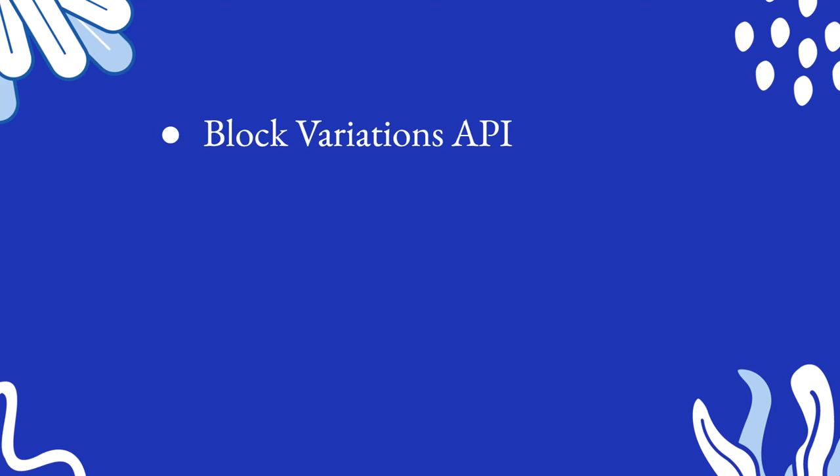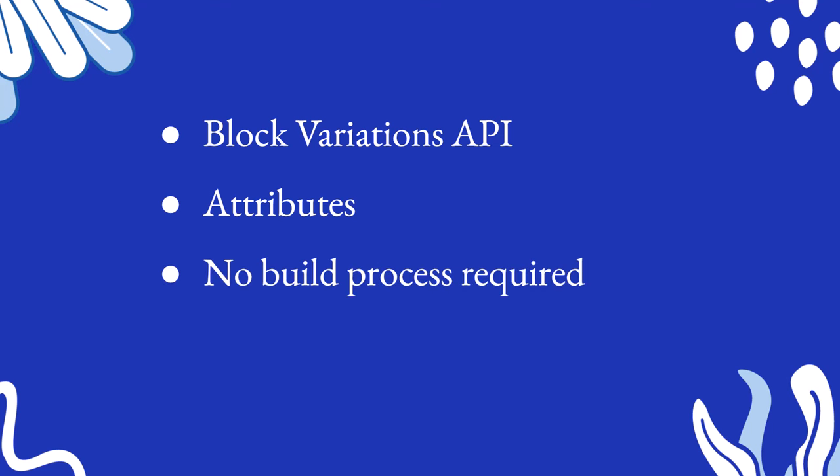A block variation is an alternative block you can add to your theme using the Block Variations API. You would use the attributes already assigned to the block you are creating a variation from. You wouldn't require a build process, as you can choose to enqueue your custom JavaScript file from functions.php, along with passing through a few dependencies.